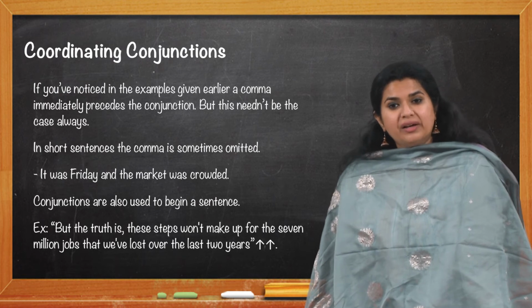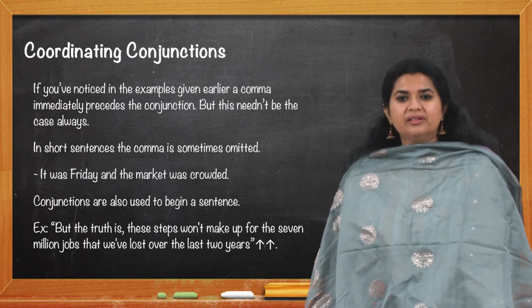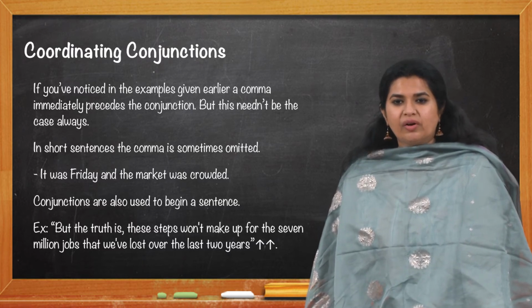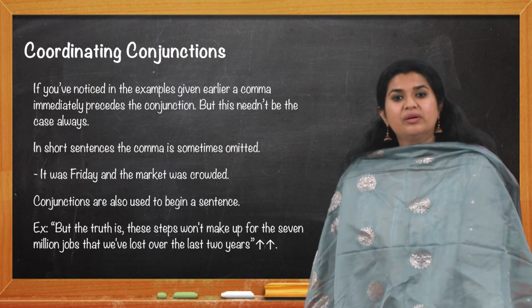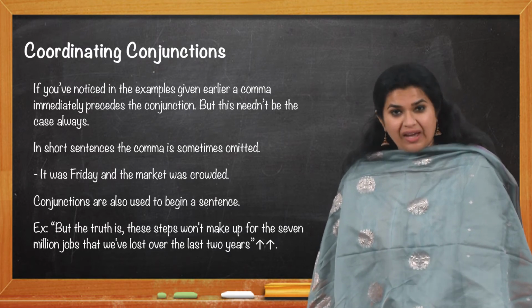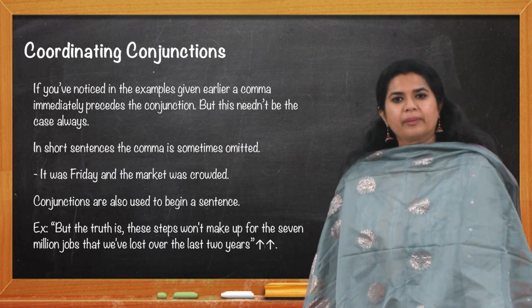Conjunctions are also used to begin a sentence. For example, but the truth is, these steps will not make up for the 7 million jobs that we have lost over the last 2 years. So, but the truth is. So, you can begin a sentence with a conjunction.